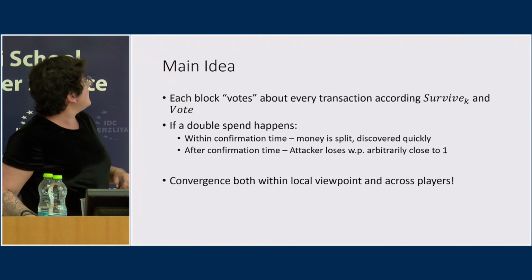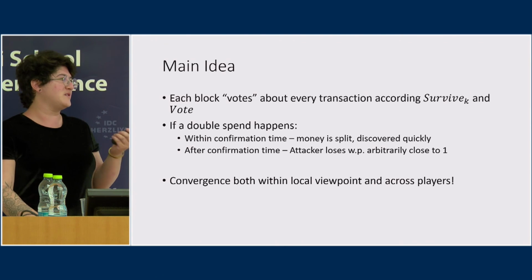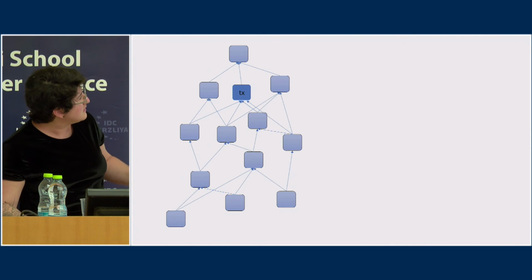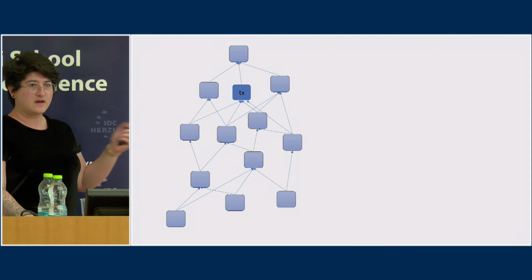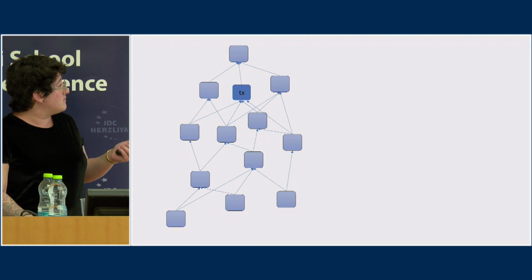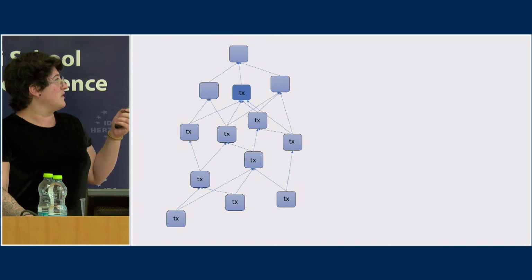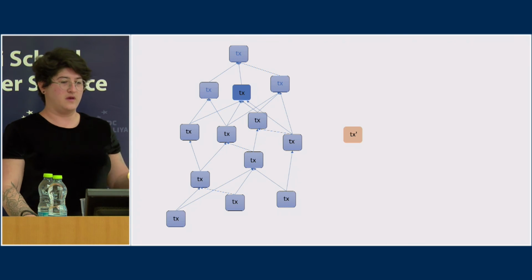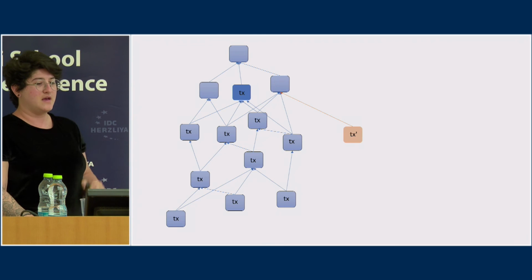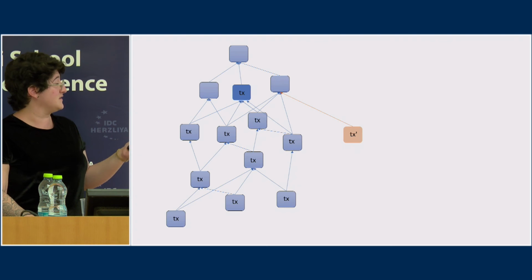And again, very quickly, because I don't think I have a lot of time. So every block votes about every transaction. I have a figure. So we have some transaction. It lives inside the block DAG, and everybody thinks this is the only spend of some coin. And now, maybe after a while, some conflicting transaction arises in some other block and connects somewhere in the DAG. And now everybody needs to start voting about this transaction, which is a conflict.